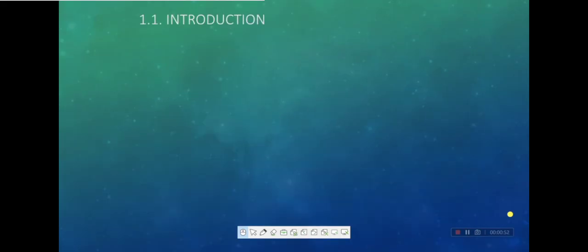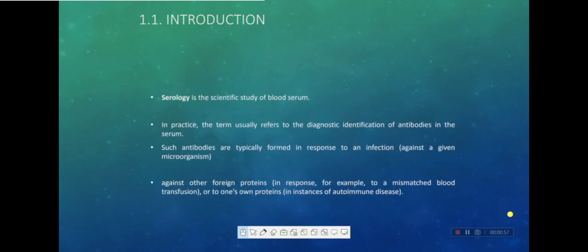So let's start with the introduction to serology. What is serology? Serology is the scientific study of serum, the body fluids. If you look at the word, it is made up of two root words: the first one is sero and the second one is logy.